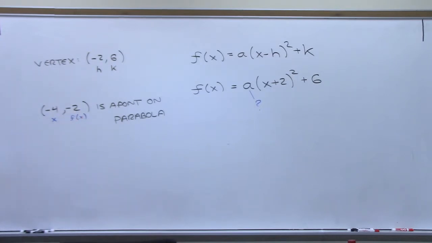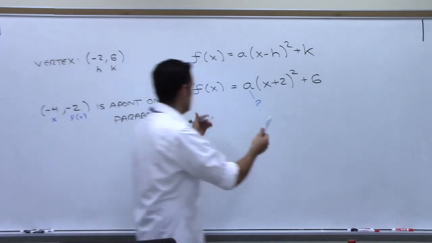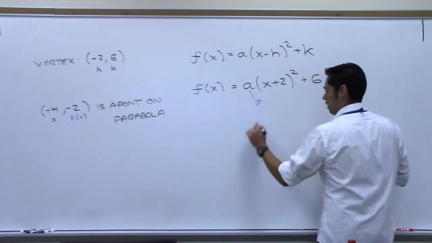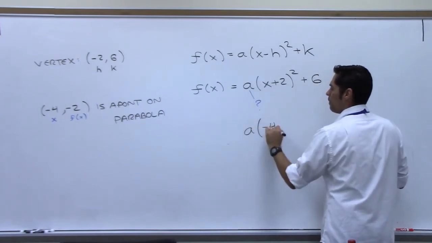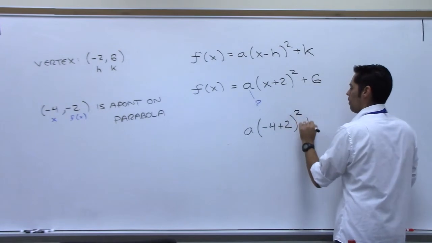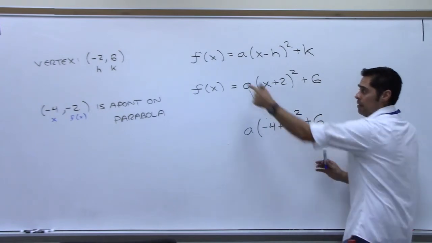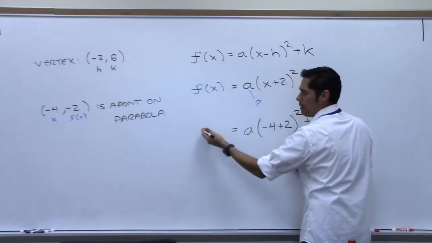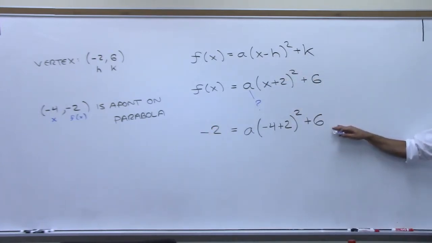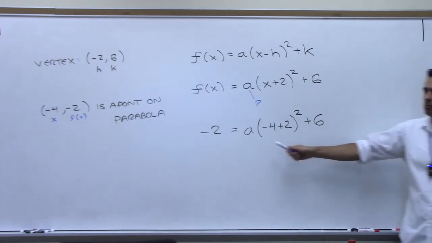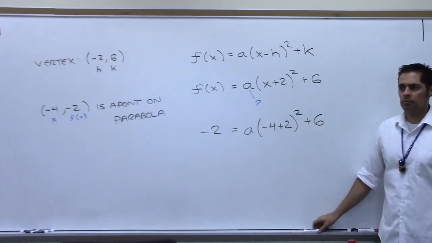So what I can say from this point alone is that when I replace x with -4, -2 should pop out. Yes? So I'm going to come back to this, where I still didn't know what A was. I'm going to write A, and replace x with -4. And I know when I do that, what comes out should be -2. Now look at this equation right here. There's one variable here, right? A. So solve for it.